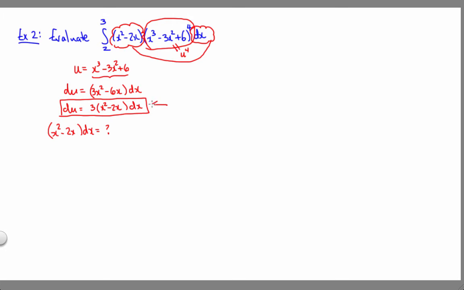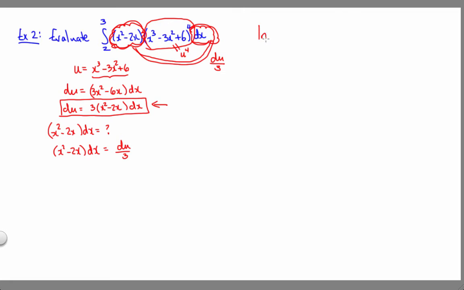So looking up at this line here, if we were to divide both sides of that expression by 3, we'd have x squared minus 2x times dx is equal to du over 3. So that's going to be the secret to rewriting this integral. We're thinking of this product here, this expression times that guy, multiplying them together, we're creating du over 3. So now, with all that work done, let's rewrite our integral.